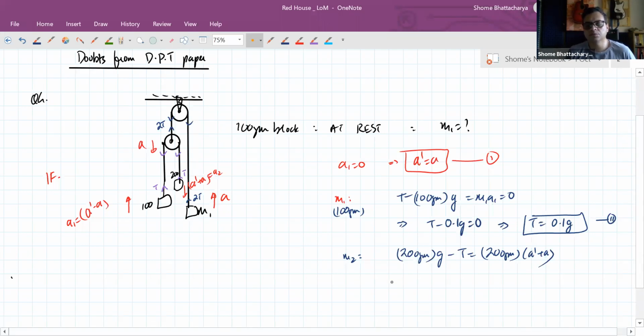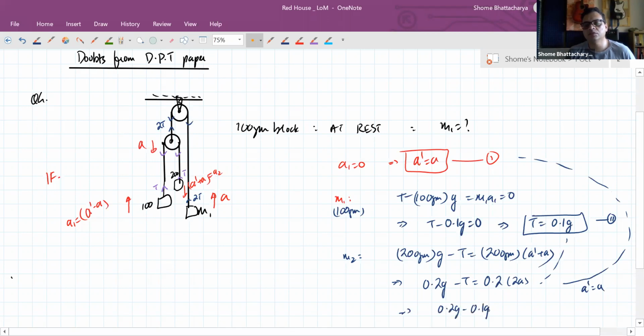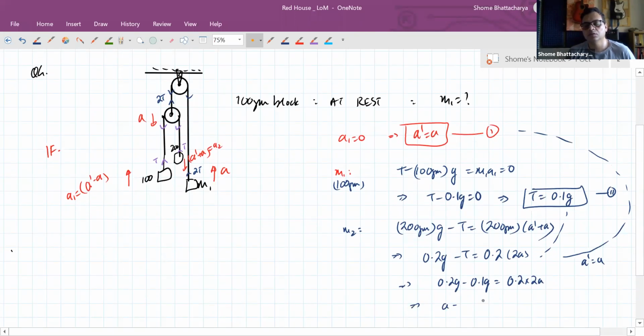So this becomes 0.2 G minus T is equal to 0.2 into 2A, because you incorporate this now, that A prime is equal to A. And then you incorporate this also. So you have 0.2 G minus 0.1 G is equal to 0.2 into 2A. So what does our A come out to be? 0.1 by 0.4, so G by 4. A comes out to be G by 4. Correct?